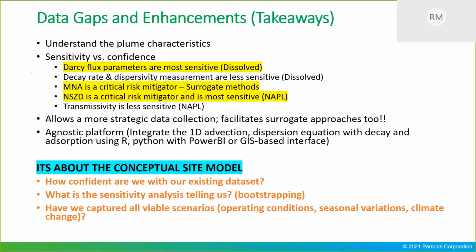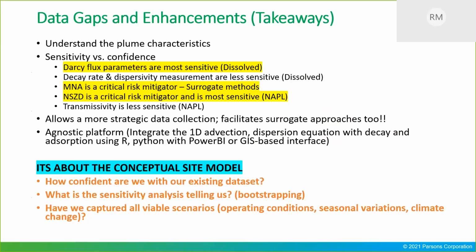From a NAPL point of view, MNA is a critical risk mitigator, which we have already seen. But it's also important to know that because it's relatively less sensitive, are we okay with saying, maybe instead of a decay rate, a bulk attenuation rate? If we have some analytical data, you could plot concentration versus distance and perhaps determine a bulk attenuation rate, and that may suffice. That may act as a surrogate for your decay rate.